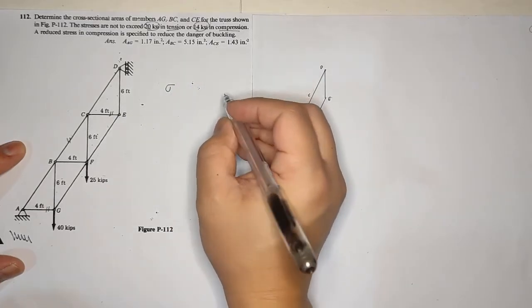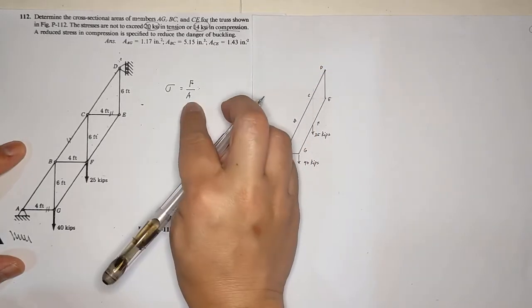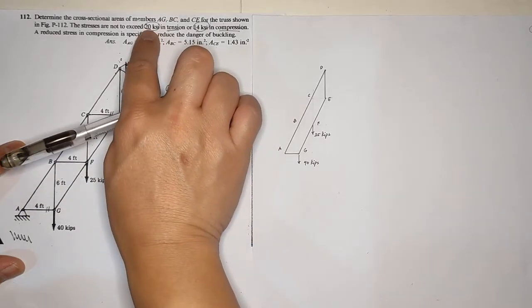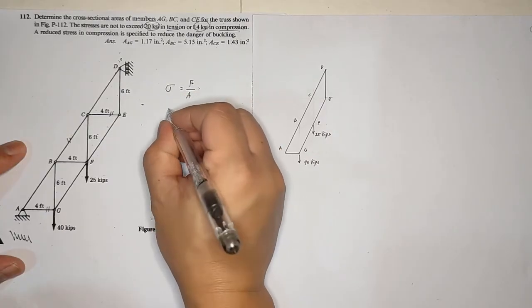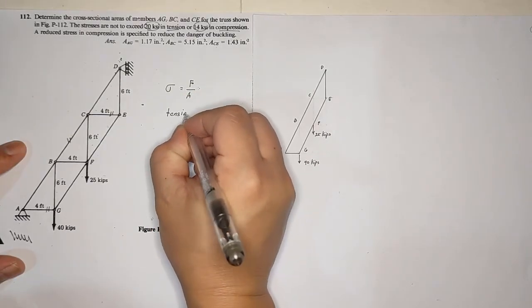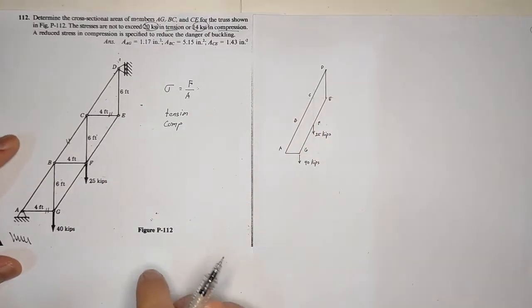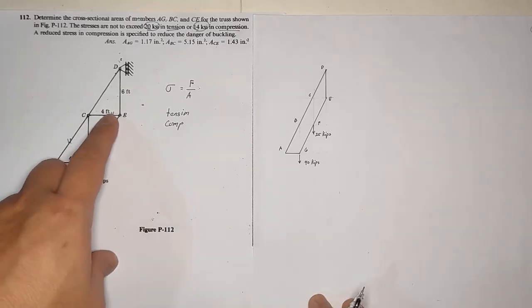So first, the formula: stress is force over area. So we're going to find the area. Now the stress would be based on 20 or 14, depending on whether that is tension or compression. So you have to identify if the member experiences tension or compression. So we will go back to mechanics. First we'll find the force in AG, then BC, then CE.